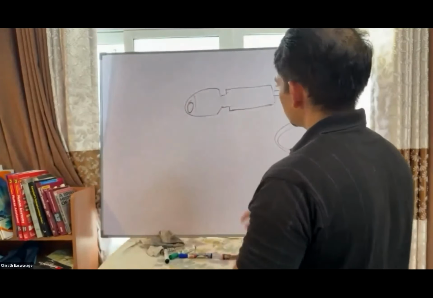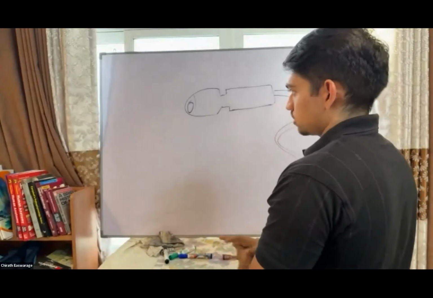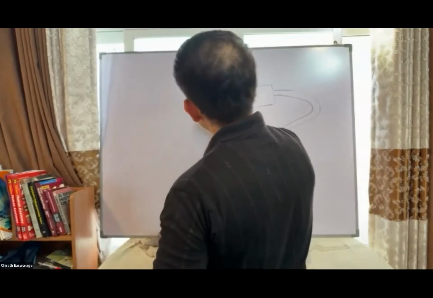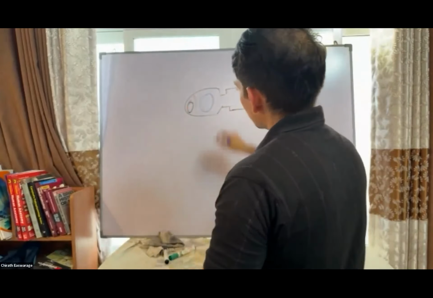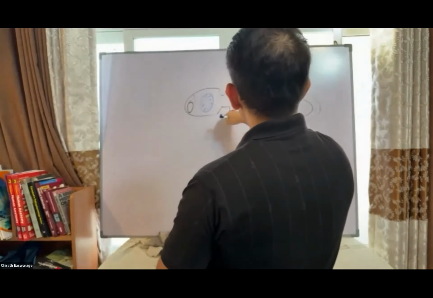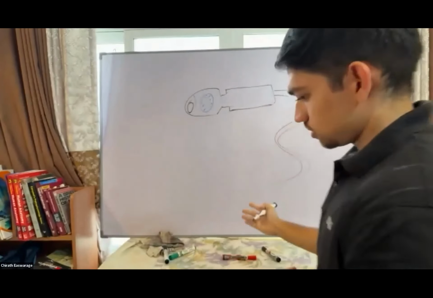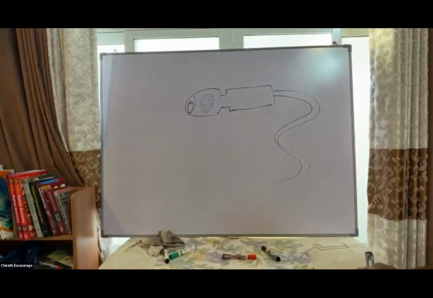A sperm, which is the male gamete, right? Produced by the male by cell division, meiosis. So it has the father's DNA in the head. It has three parts. This is called the head. This is called the midpiece. It is sort of the body, and this is the tail. Okay. So this is a typical sperm.